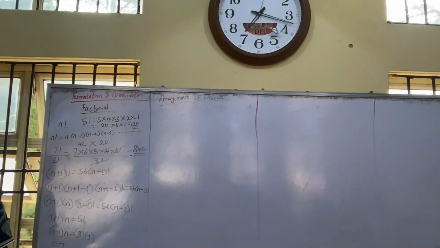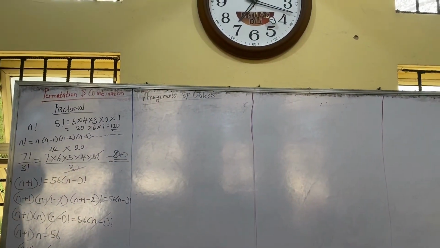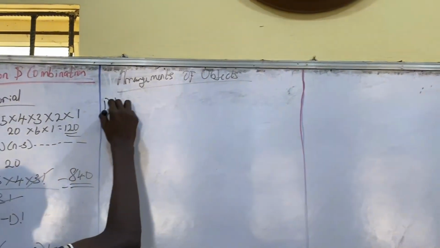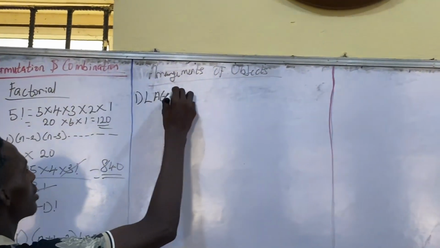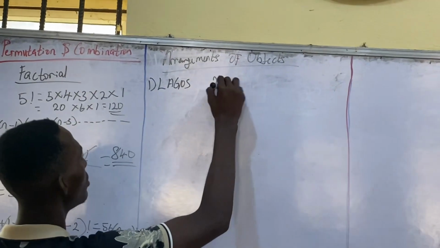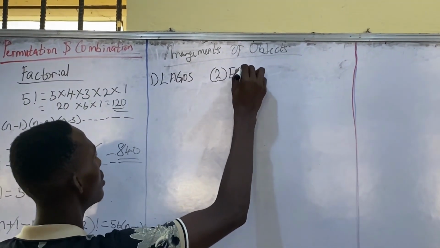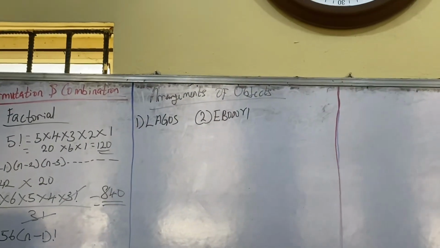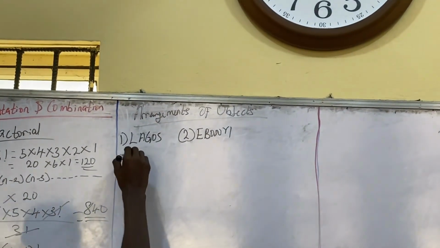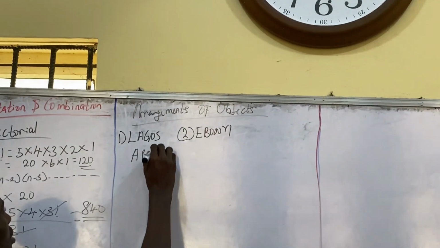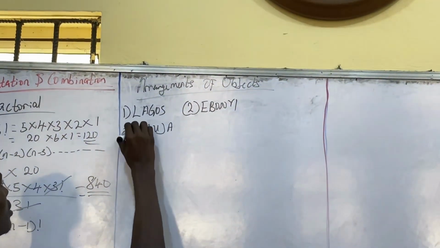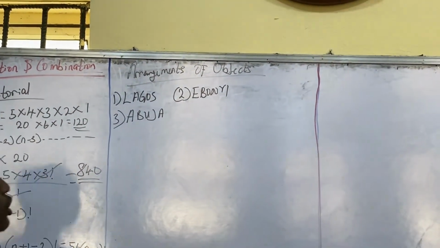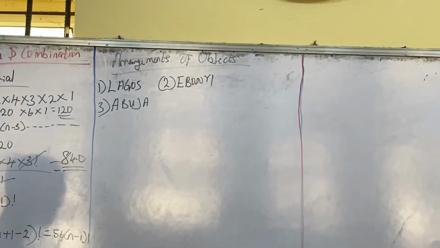Now, you are given a question that says, in how many ways can the following words be arranged? Okay, let me give you Lagos, because we are in Lagos here. Okay, let me solve about Ebonyi and what? Abuja. Let's make it short and concise. Abuja. That's 3. Now, I might solve two for you, then the remaining one you solve it. So, in how many ways can this be arranged?